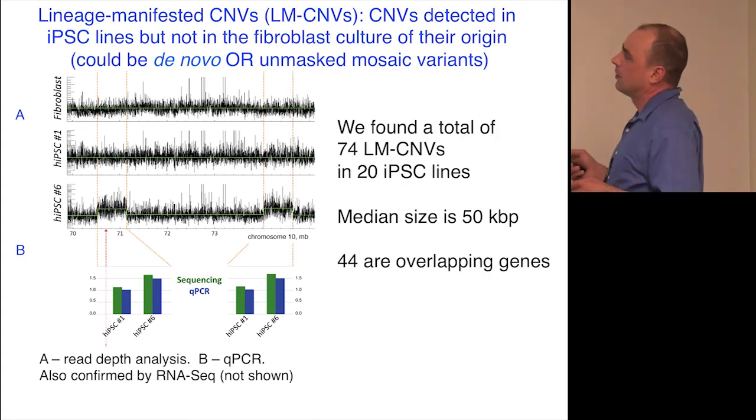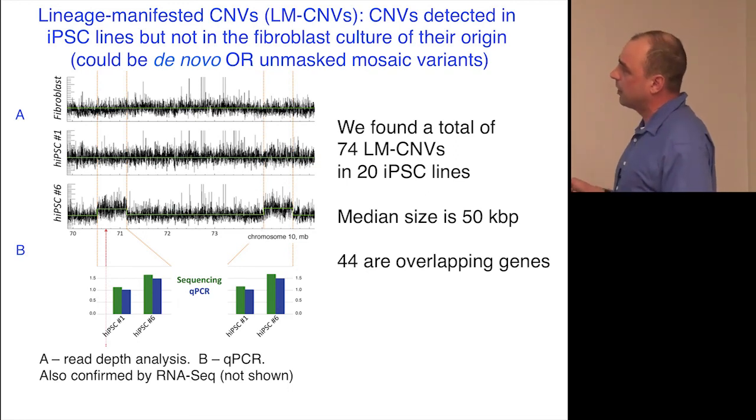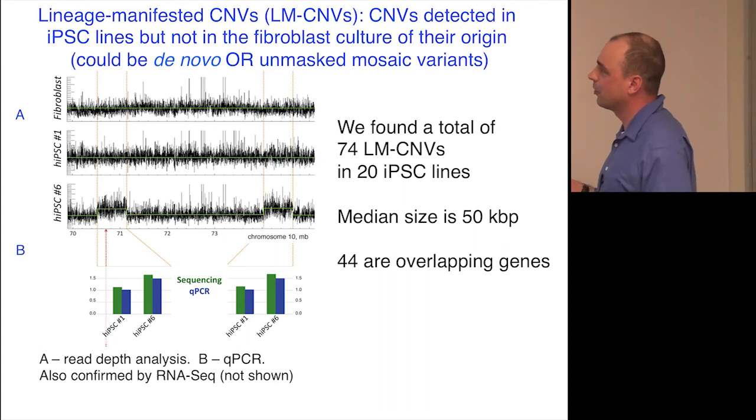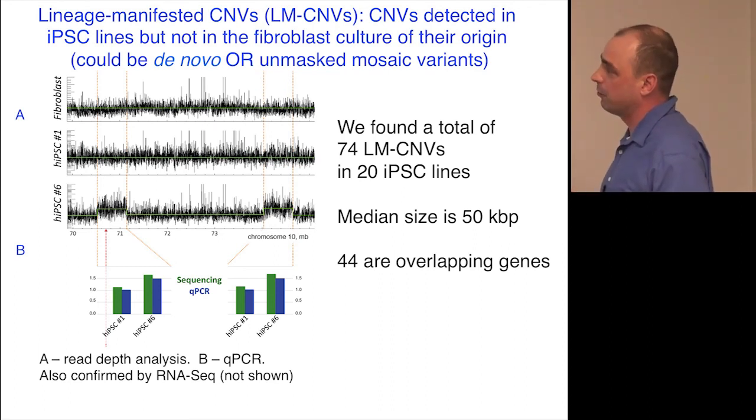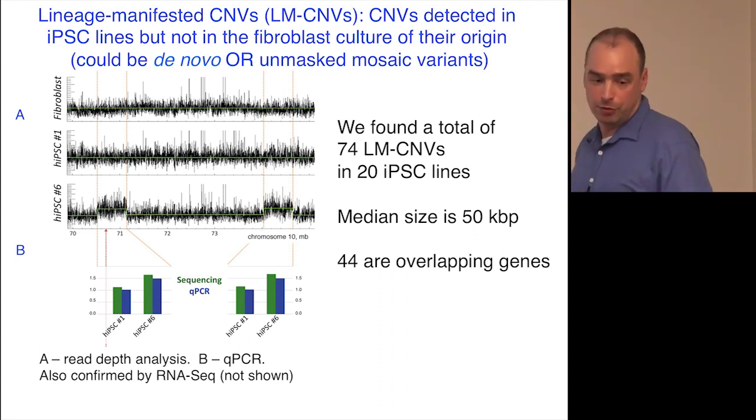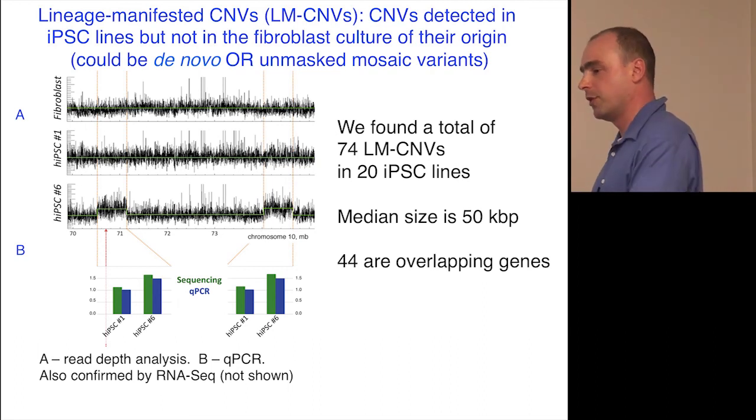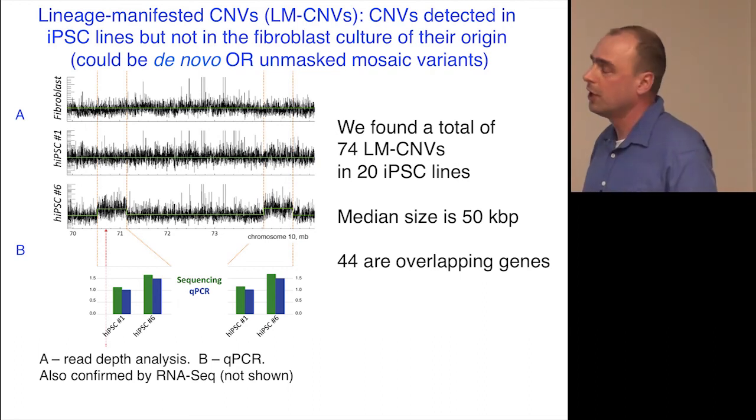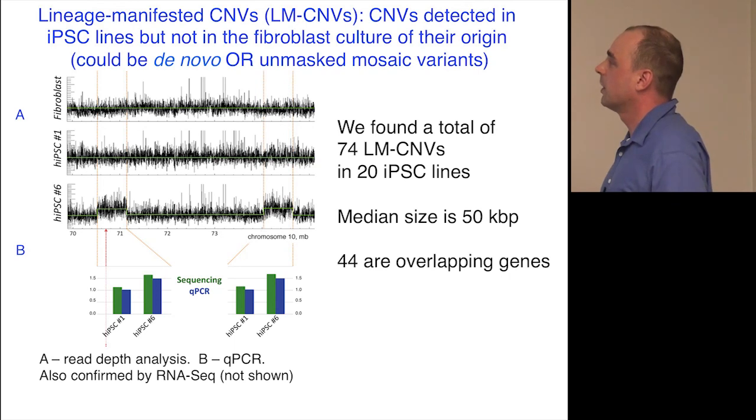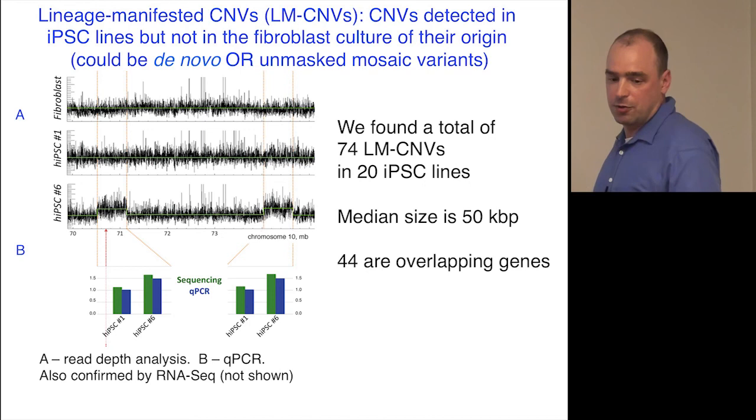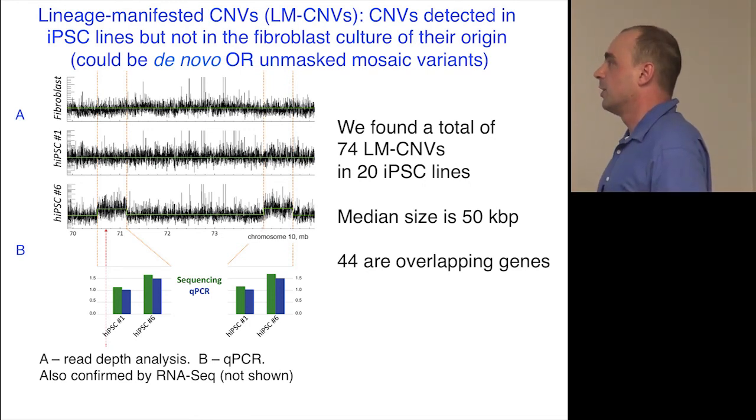Overall, using this approach, in these 20 iPS lines, we found a total of 74 of these LMCNVs, and this is a term that we came up with. Originally, we would call them de novo CNVs, de novo in the iPS lines relative to the fibroblast sample that they were derived from. But as you will see, a lot of them we then determined to be actually somatic and unmasked variants, and so we didn't want to put too soon a label on them.